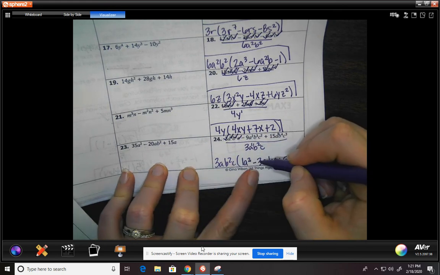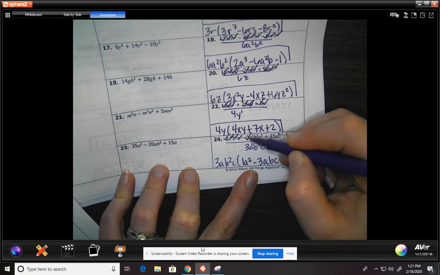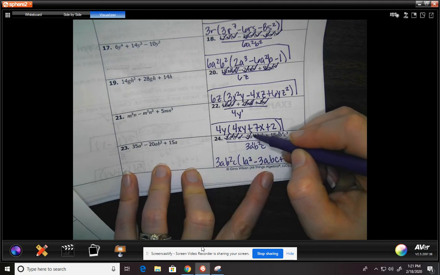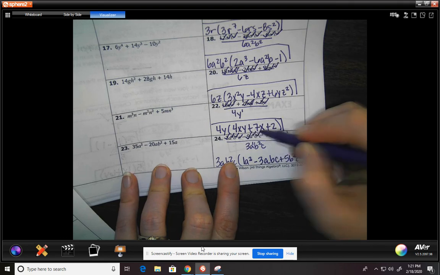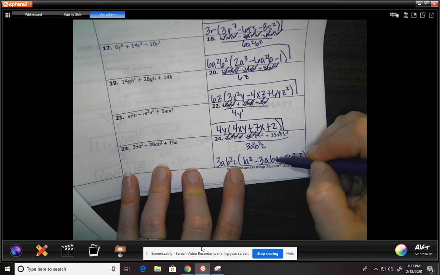3 times negative 3 is negative 9. I have an A and an A. 1 plus 1 is 2. I have a B squared and a B. 2 plus 1 is 3. I have a C and a C. 1 plus 1 is 2.